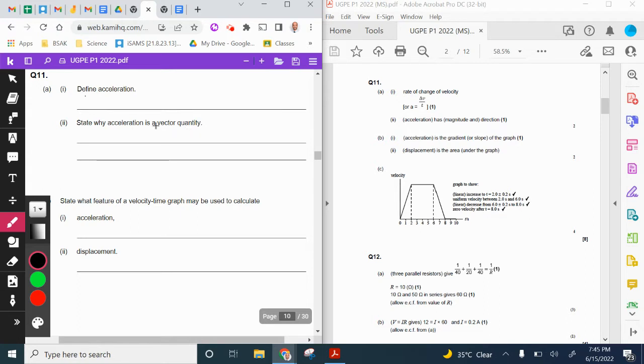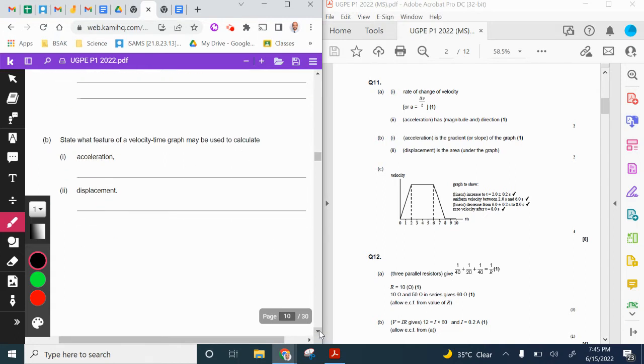Now, you need to address the idea of what a vector is. Okay, so a vector has size and direction. So acceleration has magnitude and direction, and that's what you need to say for that. Part B, it says state what feature of a velocity time graph may be used to calculate the acceleration. So on a velocity time graph, the gradient is what we use to find the acceleration.